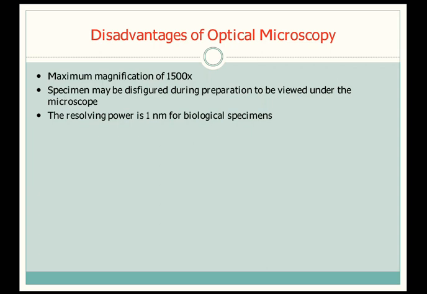This microscope can magnify only up to 1500x. That is, if you consider x as 1, the 1 mm square area you are looking at can be magnified up to 1500 times that size. The size of that particle can be magnified up to 1500 times. This is what magnification means. Next, the specimen may be disfigured during preparation to be viewed under the microscope.